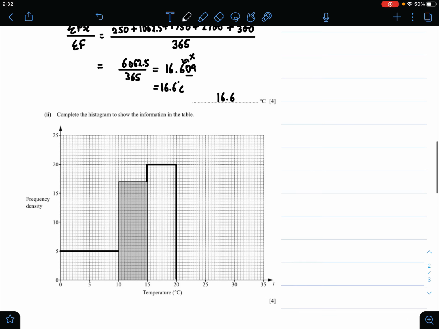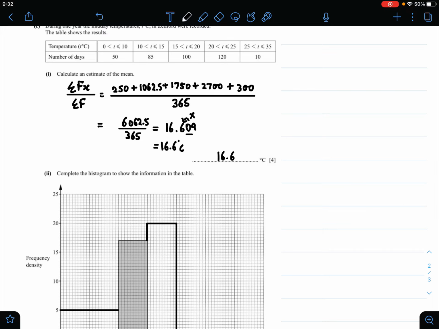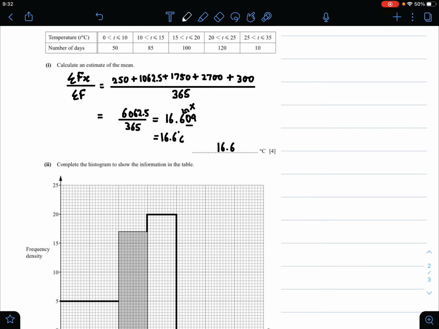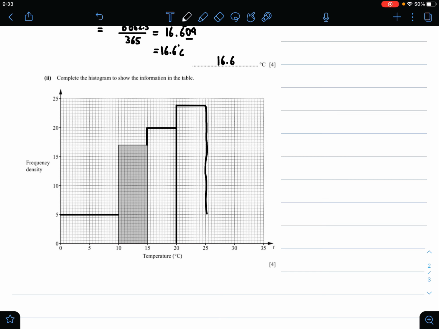Now let's move to the fourth histogram. So that is from 20 to 25. So that has a class width of 5 again. So 120 divided by 5 is equal to 24. So the 24th frequency density would be right here. And this is again for 5. The class width is 5. So go till 25 degrees Celsius.